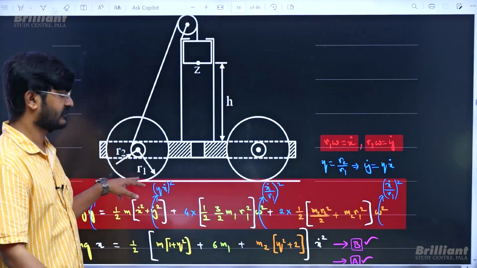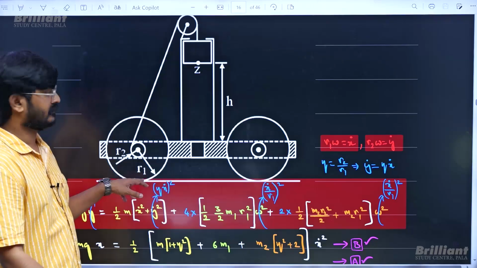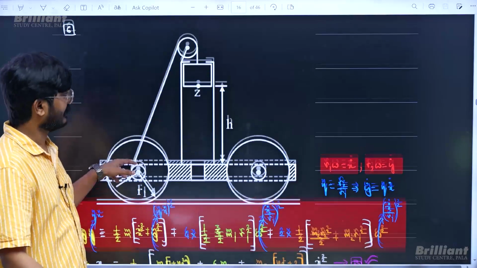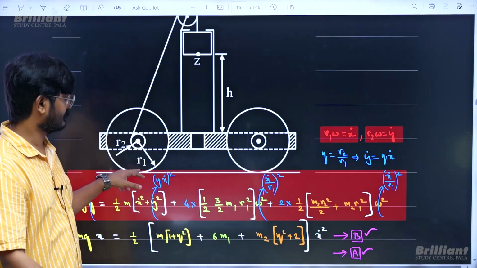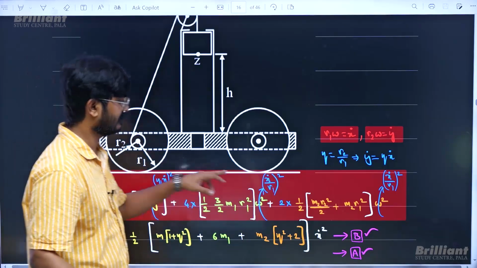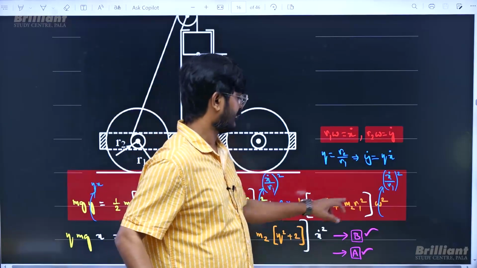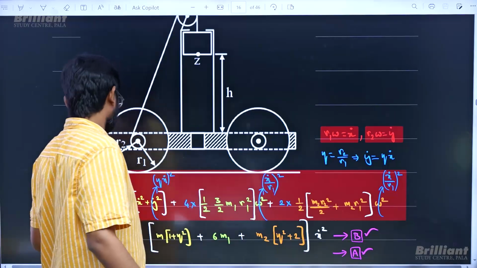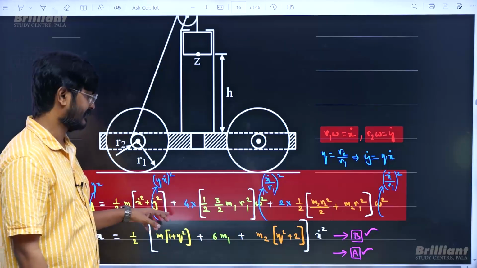Now it is pure rolling about this point, so I can go with half I about this axis into omega square. But 4 such wheels are there. And the axle. Now the axle is also fixed to this one, so this guy plus this guy, total kinetic energy is purely rotational kinetic energy about this axis. So I need to find the moment of inertia of this guy about this axis, that is going to be mr square by 2 about this axis plus the parallel axis theorem, half I omega square, but there are 2 axles, right? Now once you understand this, it looks like there are many variables: y, x dash, y dash, omega.